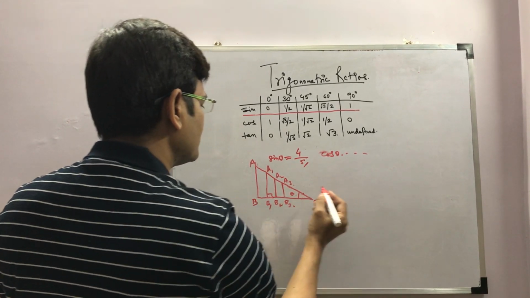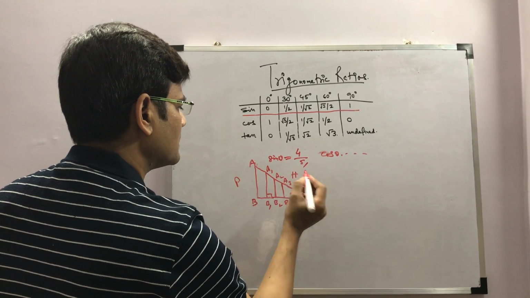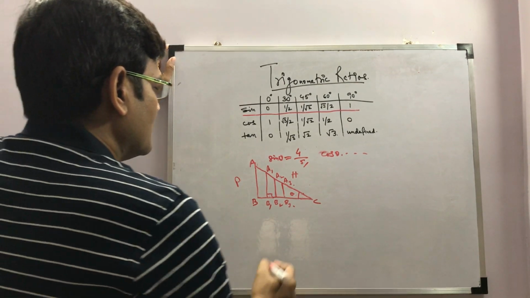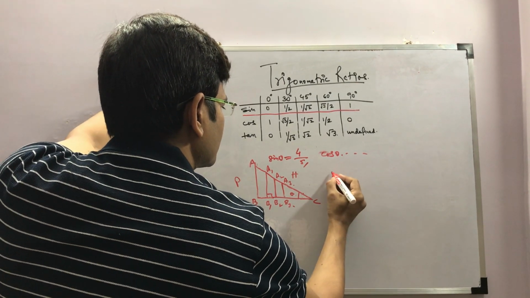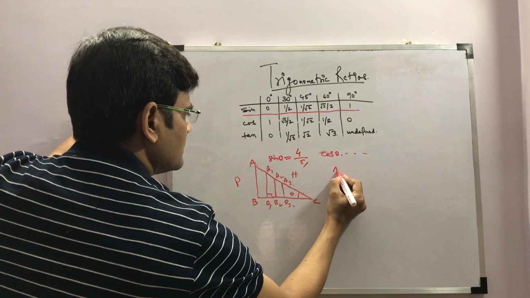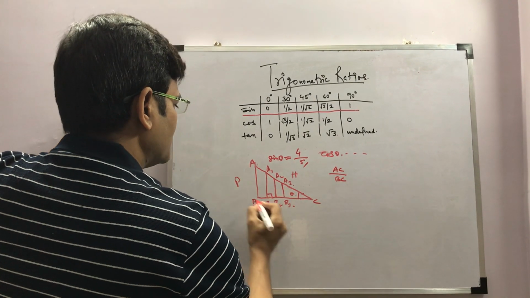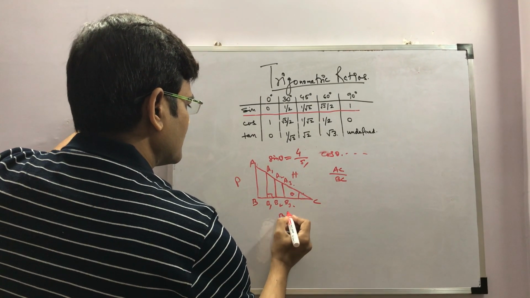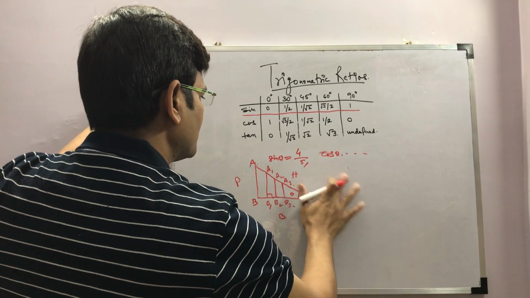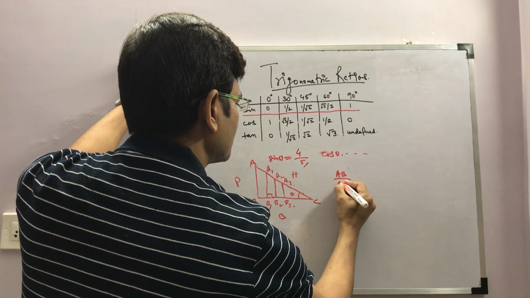So sin theta is perpendicular by hypotenuse, where this is the perpendicular and this is H. So sin theta is AB by AC, perpendicular by hypotenuse.